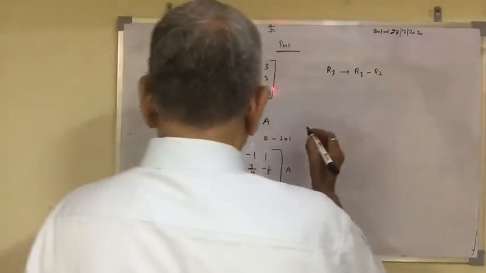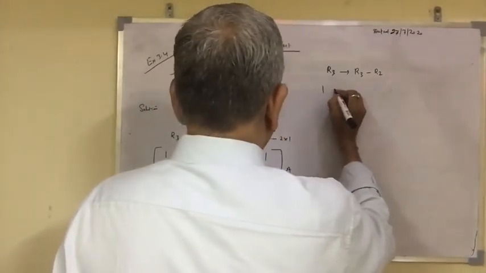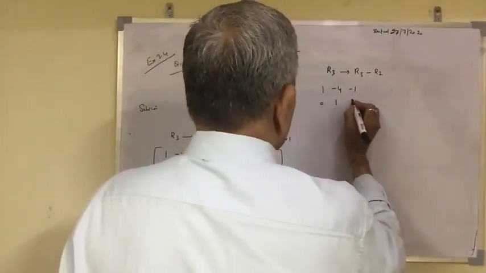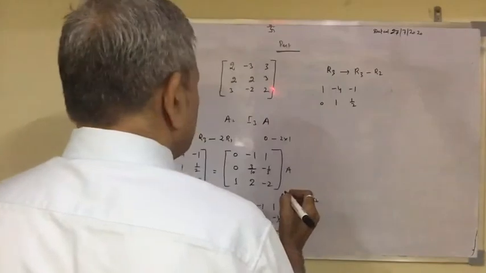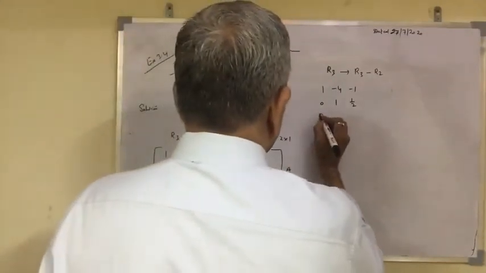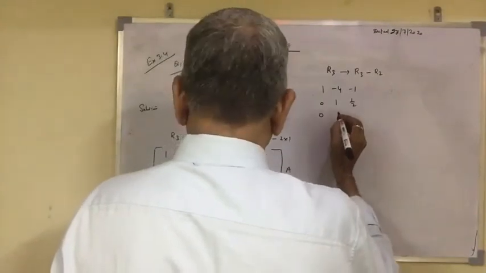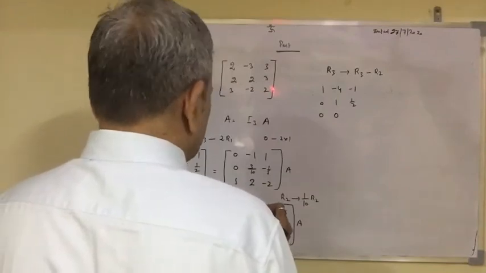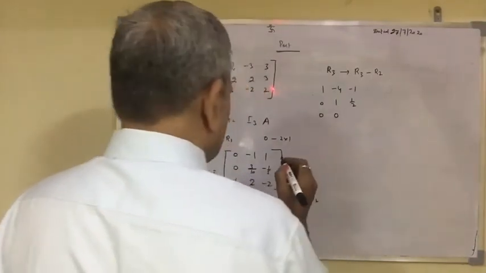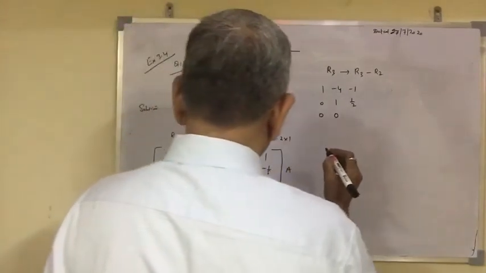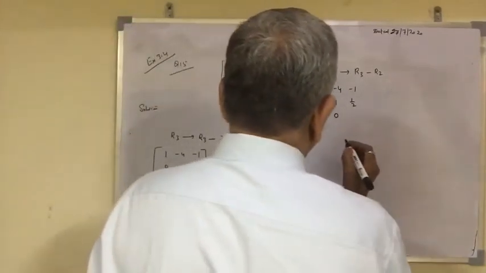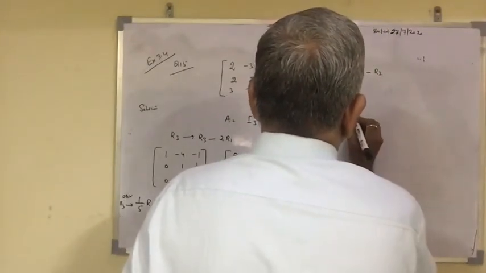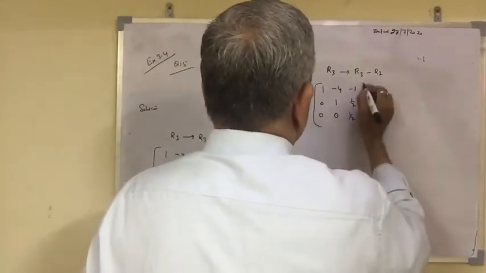We will get the left hand side as 1, minus 4, minus 1, 0, 1, 1 half, then R3 minus R2. So this gives you 0. Then 1 minus 1 goes to 0, and this one, 1 minus half. So it gives you 1 minus half, which is 2 minus 1 over 2, so 1 half is left. So this is on the left hand side.